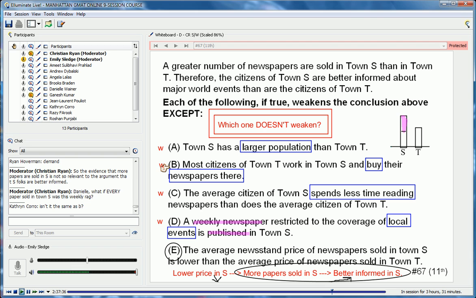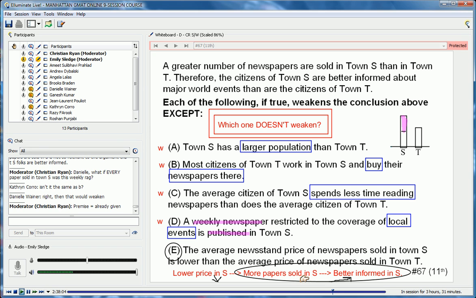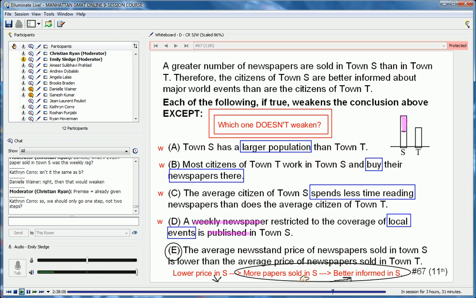I think the big difference between these two is that if you take the price and sales as related, the very most you can hope for from E is that it strengthens the premise. But we're already relying on the premise that more papers are sold. So it doesn't add anything to this argument at all, right? We are still assuming that there are more papers already given.